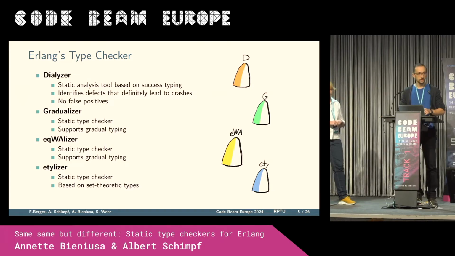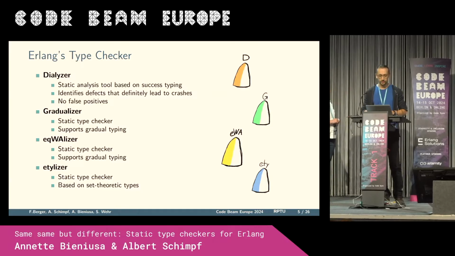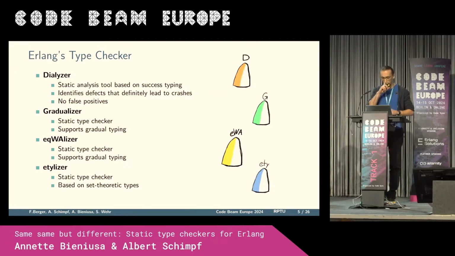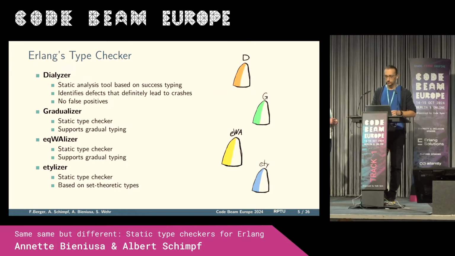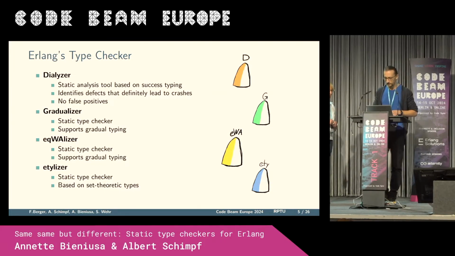Everyone knows Dialyzer. It's a tool that only detects an error if it really crashes. If it doesn't find anything, it stays silent. So it chooses to have no false positives for that reason. We have Gradualizer, a research prototype. It's a static type checker, and it supports gradual typing. We have eqWAlizer, as used in the Erlang language platform. It's also based on gradual typing. It supports quite a lot of Erlang code already. And we have etylizer, a recent research project which is based on set-theoretic types. So these are our contestants, so to say.